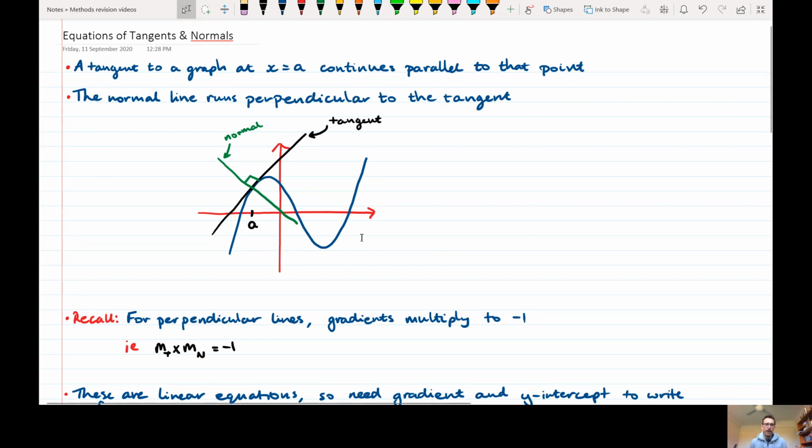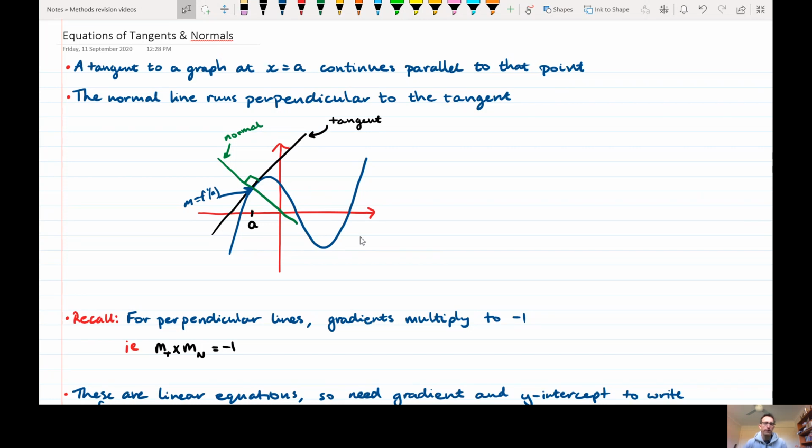So the diagram is drawn down here. At x equals a, this point here, we have a tangent. When I have a straight line running off it, it'll run parallel to the graph at that point. So what it really means is I need to know the gradient at this point here.